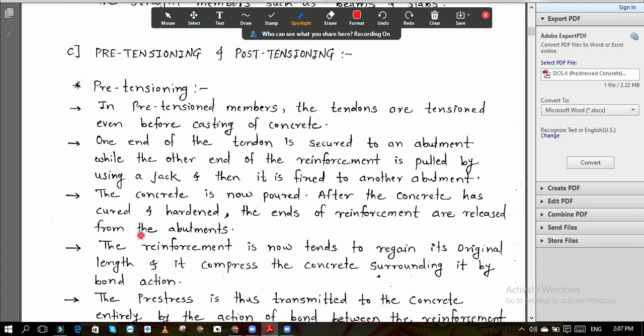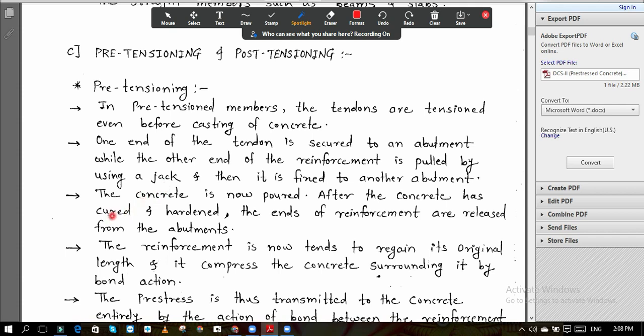Here the tendon wires are fixed to the abutments, and then these are tensioned before the casting of the concrete. Now after this, I will read the second point once again. One end of the tendon is secured to the abutment, while the other end of the reinforcement is pulled by using a jack. So a jack assembly is there, which is used to pull the tendon, and after that it is fixed to the other abutment.